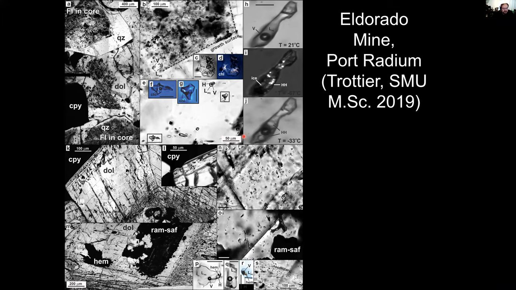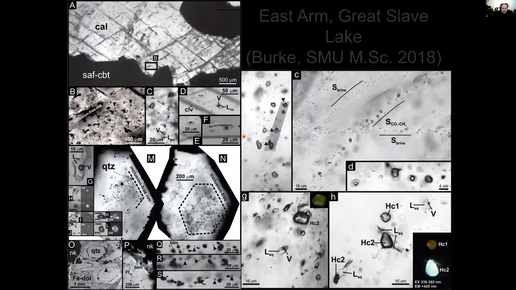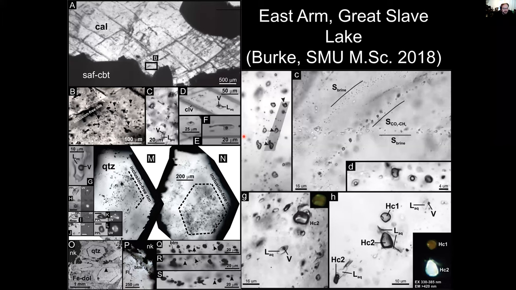And you can see a mosaic here of some of the detailed petrographic features of these inclusions. And I'm going to summarize this in a second. This is the work from Jordan Burke's thesis in 2018. And in both studies, the common data that came out of the fluid inclusion work shows that there overwhelmingly is, in all phases at all times, a very high salinity brine that is very calcium rich. The calcium to sodium ratios of that brine are very high.